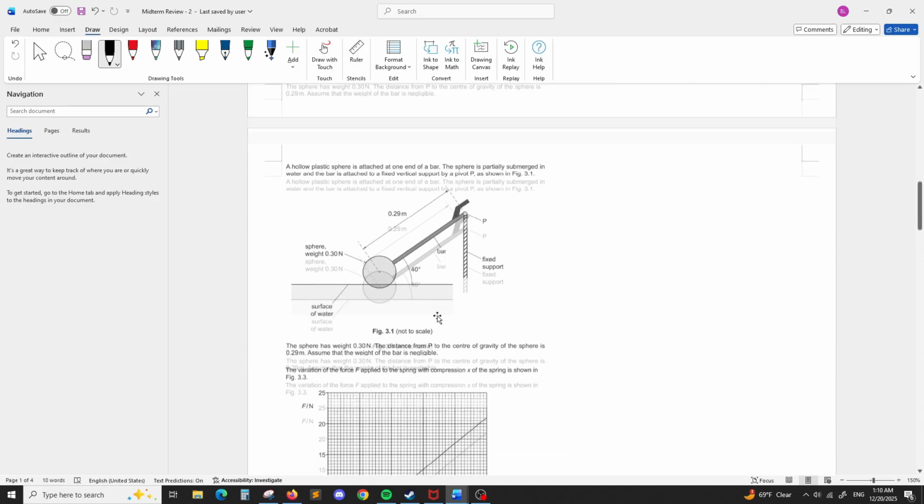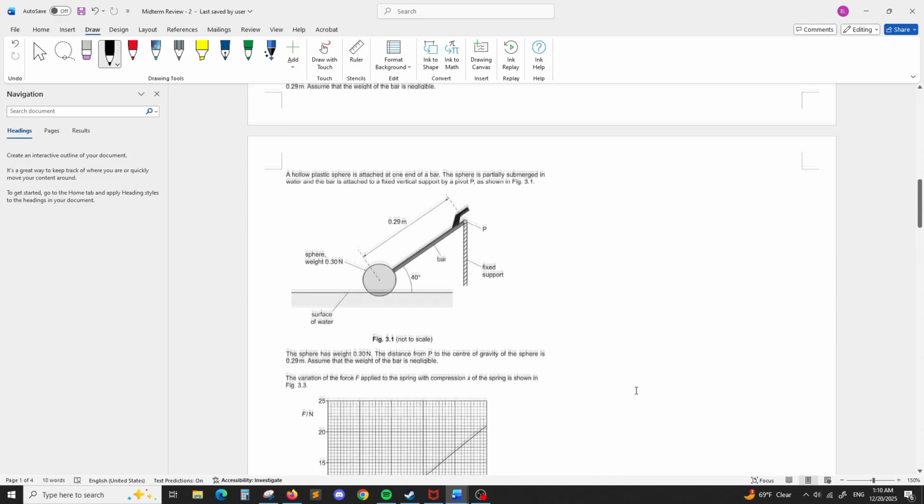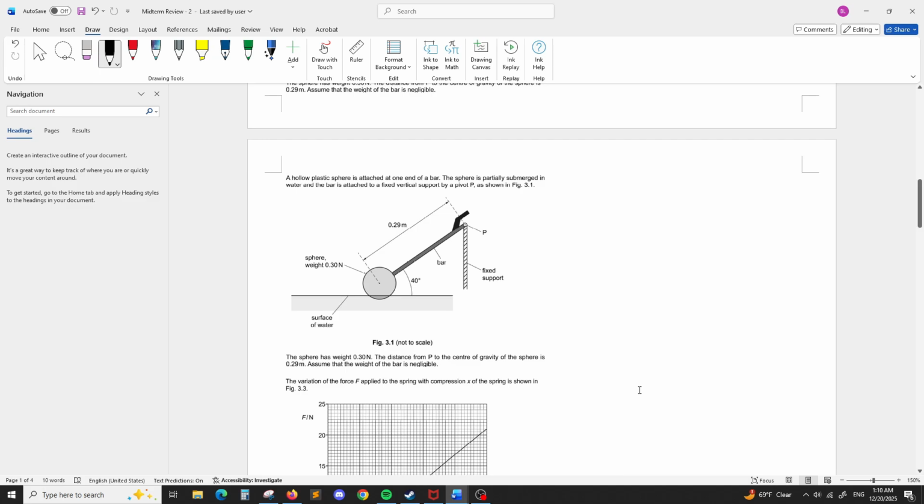We're going to skip this one because it's the same thing here. A hollow plastic sphere is attached to one end of the bar. The sphere is partially submerged in water, and the bar is attached to a fixed vertical support by a pivot P, as shown in figure 3.1. The sphere has a weight of 0.3 newtons. The distance from P to the center of gravity of the sphere is 0.29 meters. Assume that the weight of the bar is negligible.